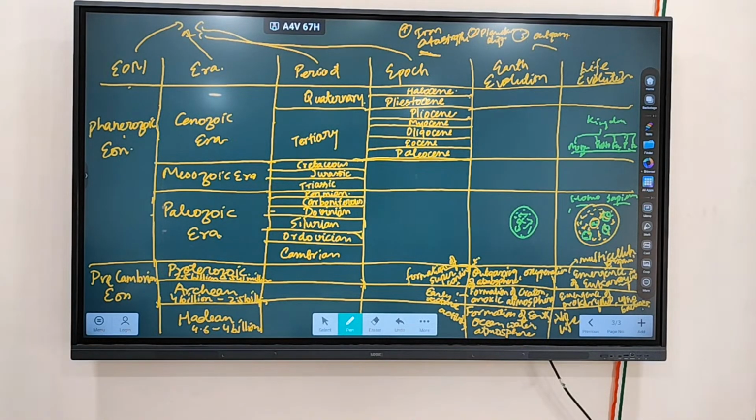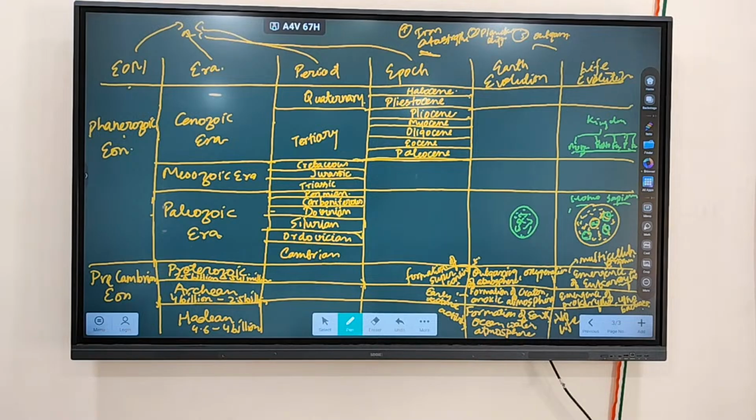Anoxic atmosphere means what? No oxygen is present. If no oxygen is present, will life exist? No. So life is not existing on the land. Where has life evolved? In the oceans. So you see the development of prokaryotes as well as eukaryotes in the oceans.